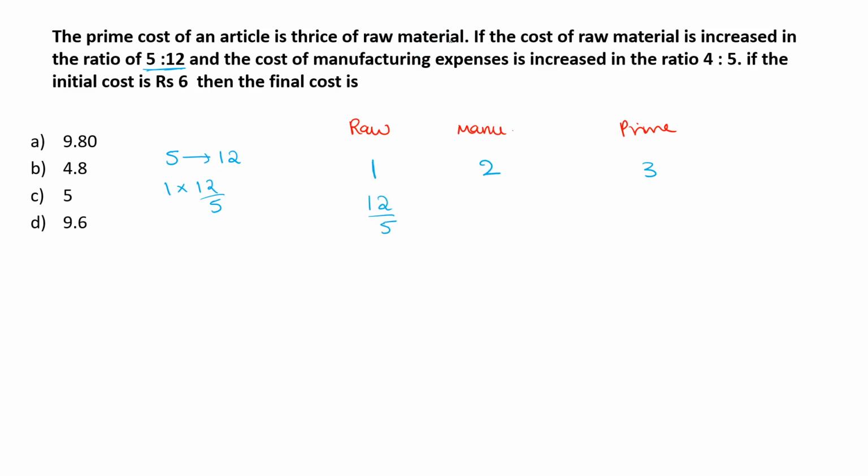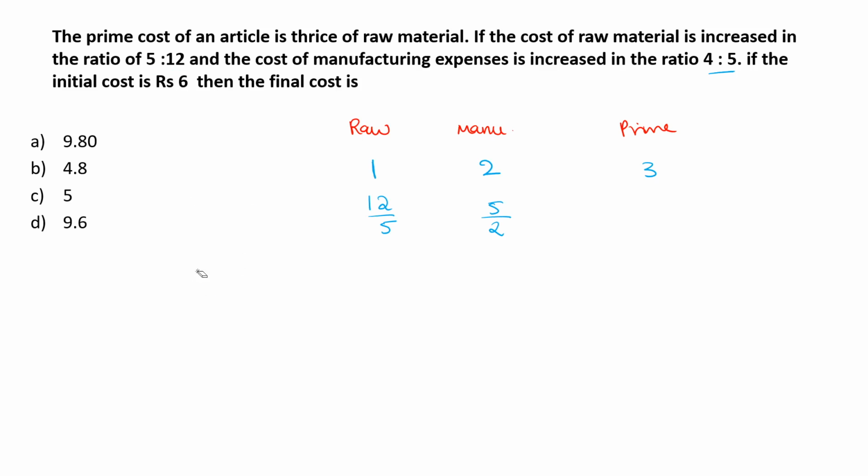And the manufacturing expenses are increased in the ratio of 4:5. That ratio explains that if the value of manufacturing expenses is 4 rupees, it becomes 5 in the present. Then if 4 becomes 5, the value of 2, which is the money we assumed as the manufacturing expenses, would be half of 5, that is 5/2. Then the manufacturing expenses would be 5 upon 2. I hope you are very clear with that.